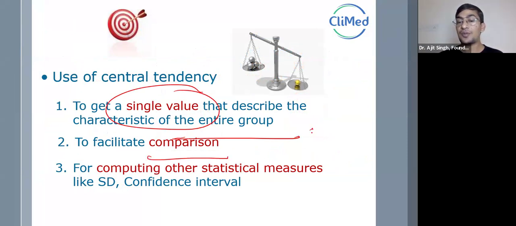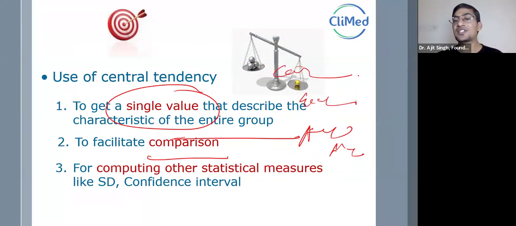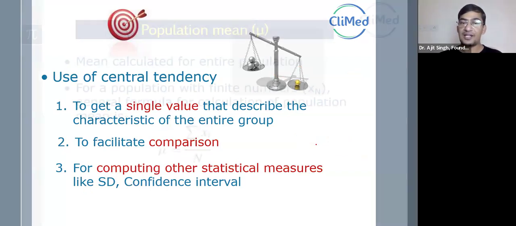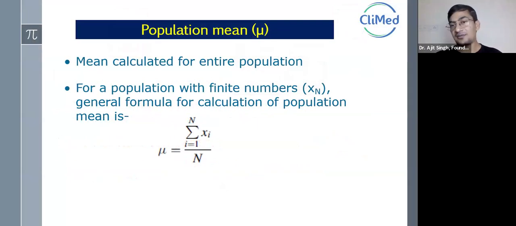As I told you, section A, B, C, male versus female, or group A versus group B, or maybe case versus control, anywhere. And it will compound the things. Central tendency will be used to compute the SD, standard deviation, confidence interval, and all. Right. Let's see, population mean.